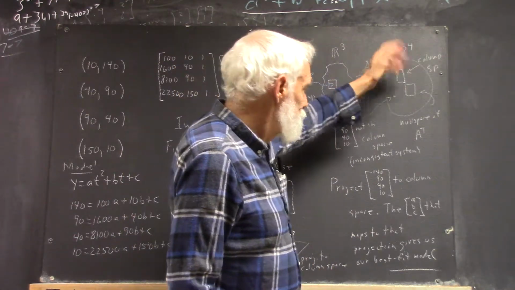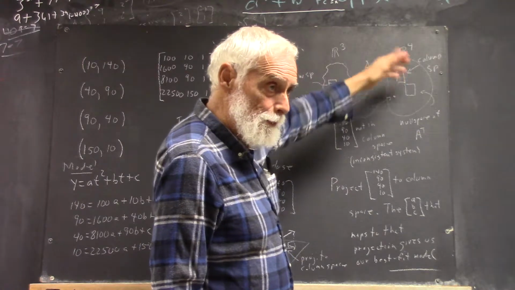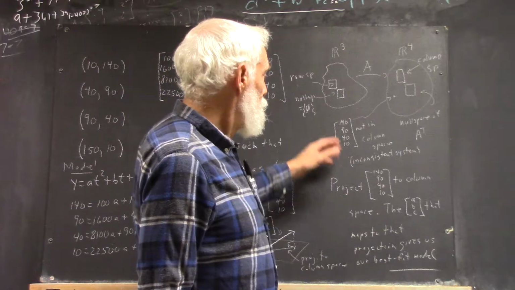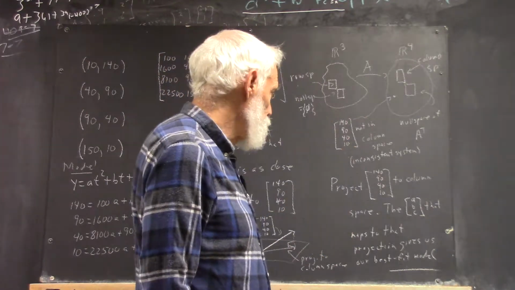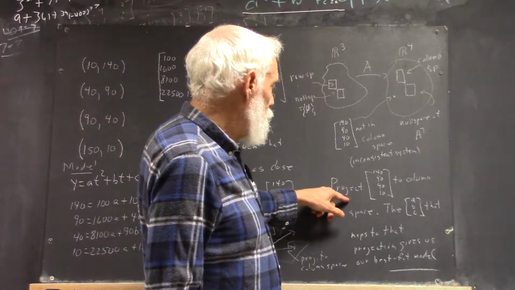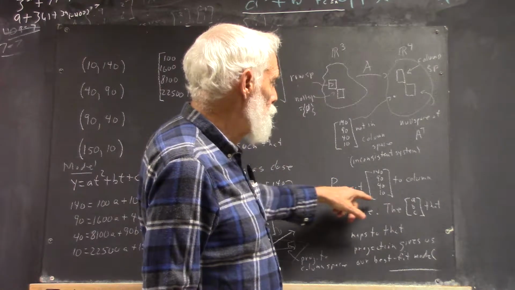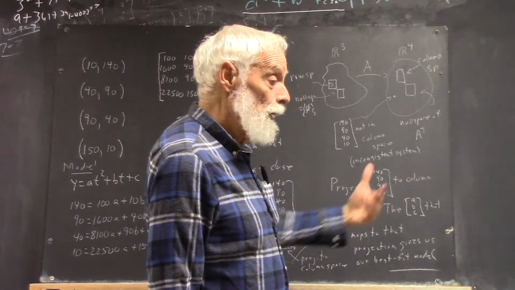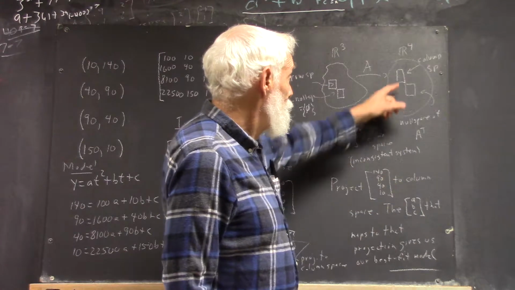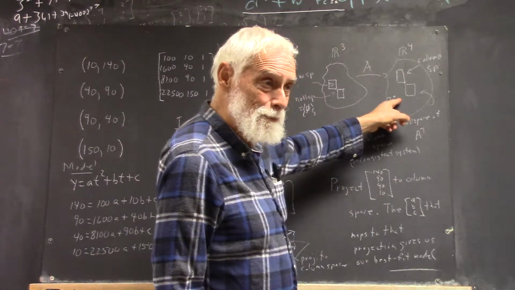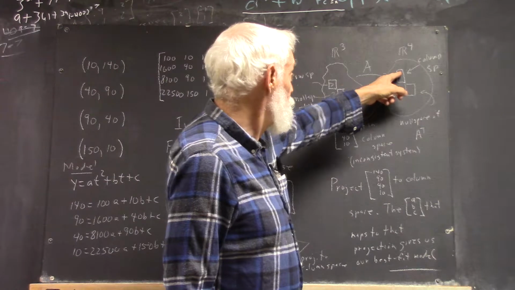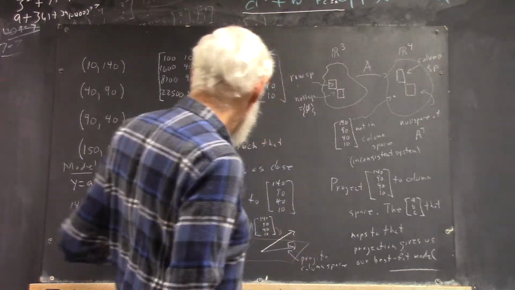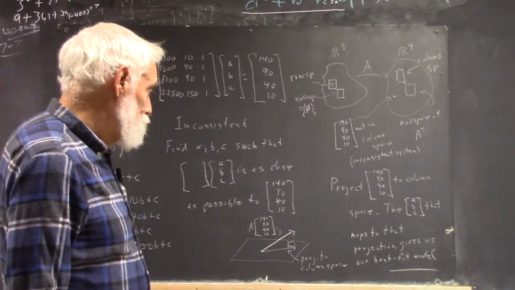You have the null space of A transpose here, column space here. So they're not in the column space because it's an inconsistent system. You can't get this vector. But what you do is you project this vector to the column space. And that projection is going to give you the vector that's as close as possible to this one. Over here, then you find out what vector that came from over here. And that's the A, B, and C that gives you the best model.